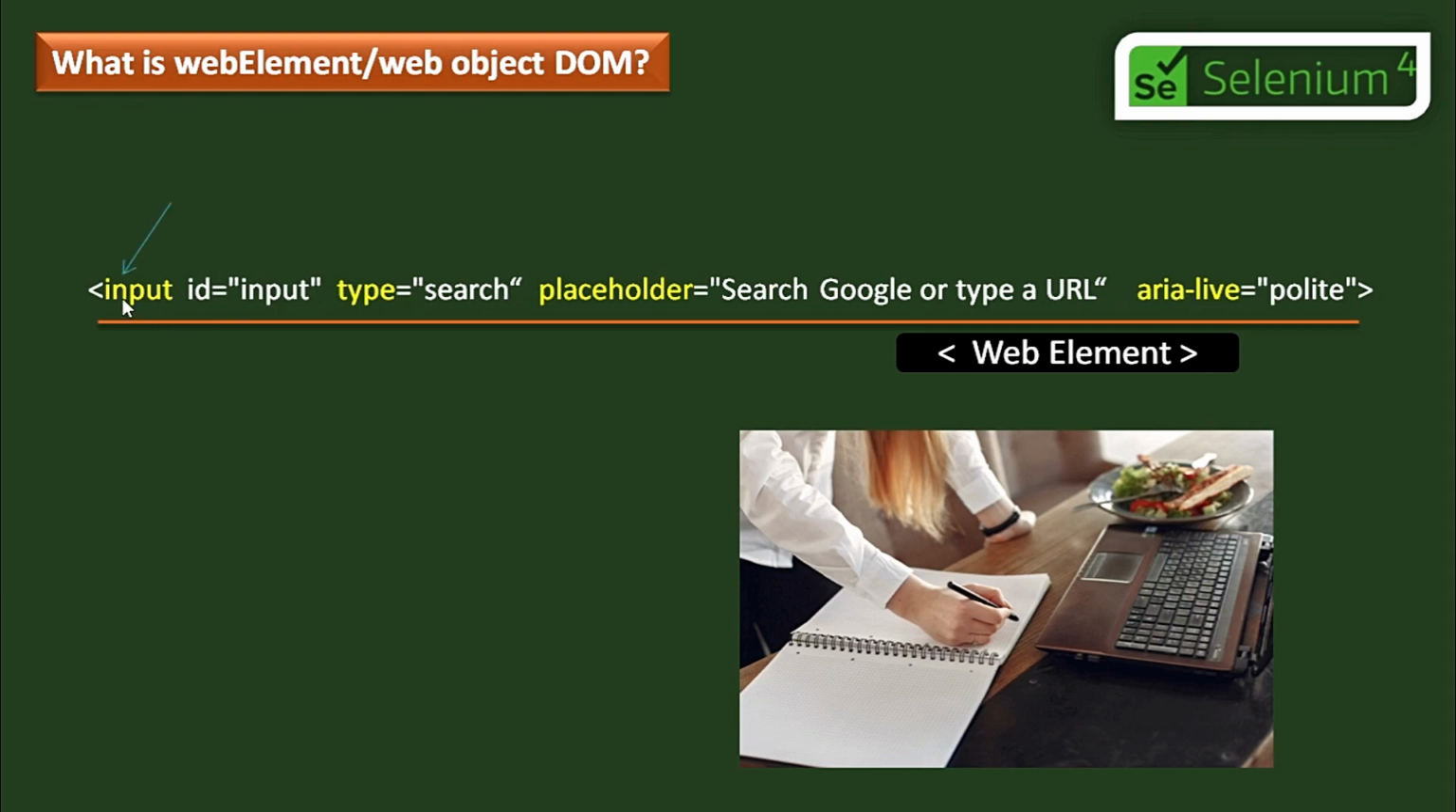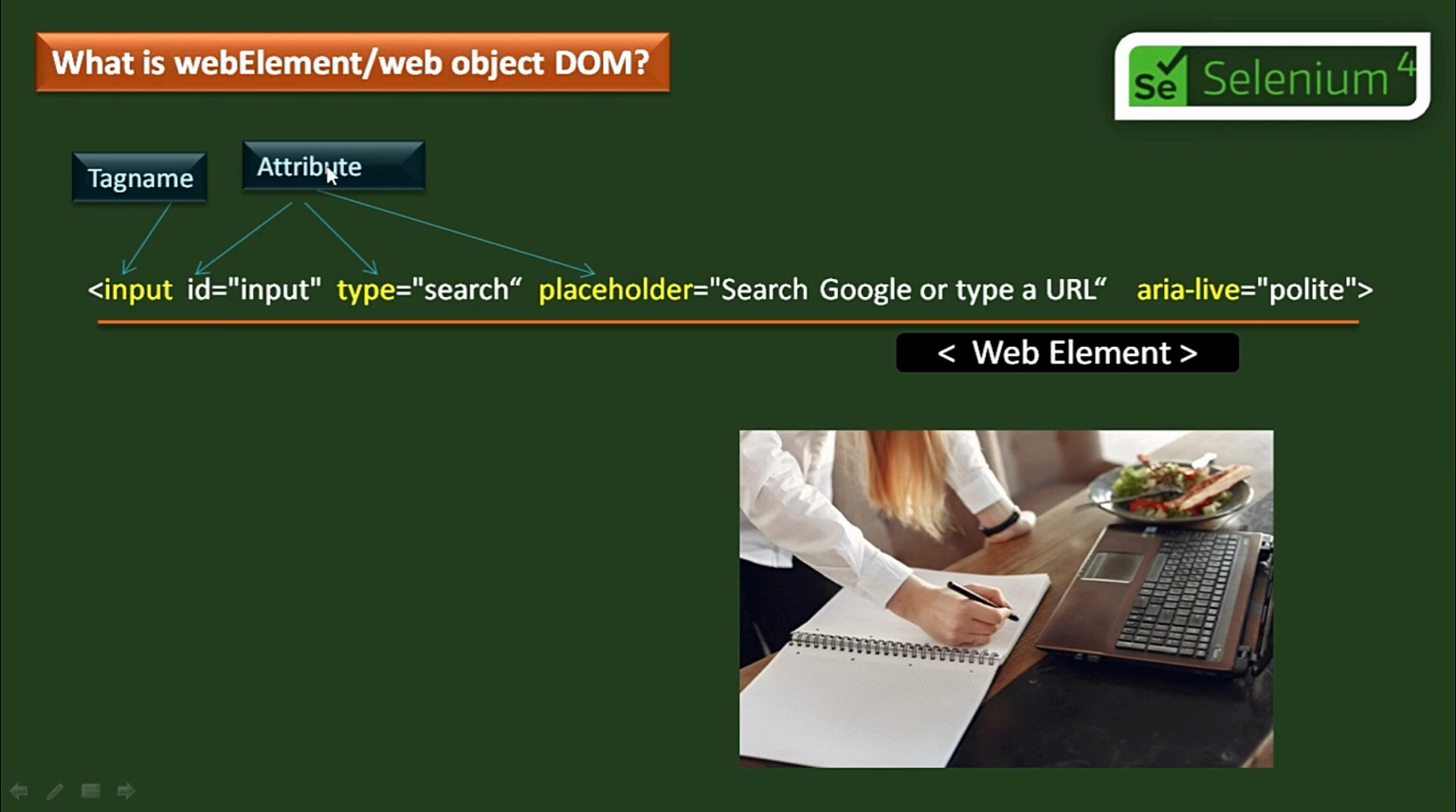Now this input, right after the less than sign, whatever you see, we call the tag name. And whatever you are seeing here, like the ID, type and the placeholder, before the equal to sign, we call the attributes. These are the attributes, or you can see them as the properties. So basically we call them attributes.